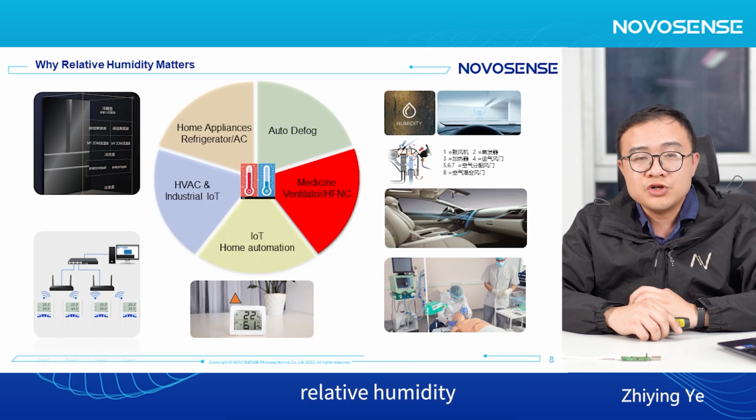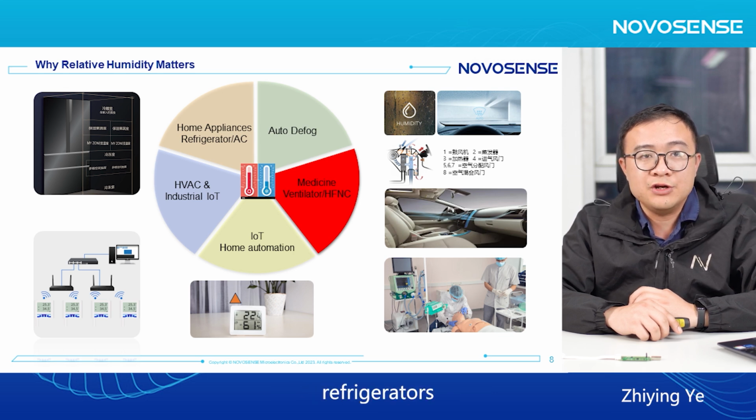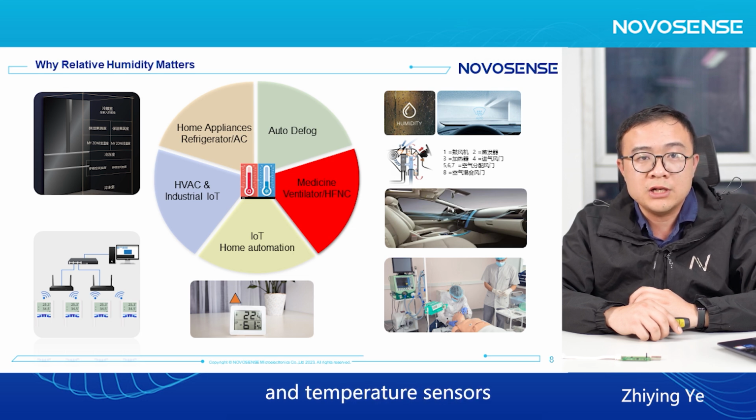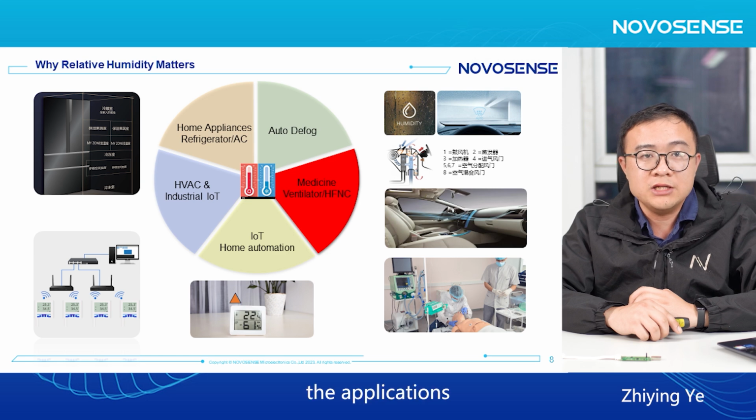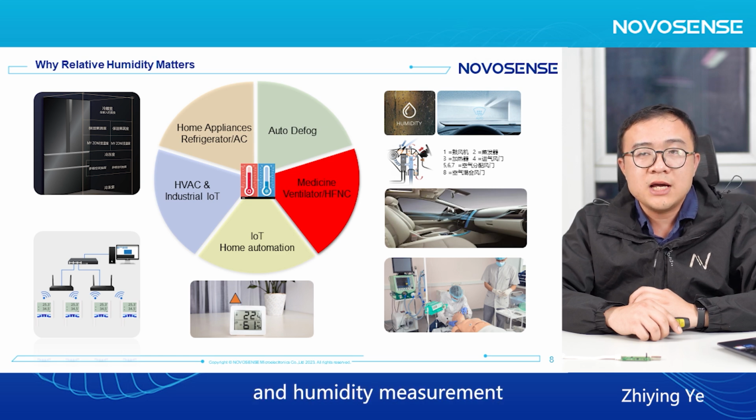In life, relative humidity and temperature sensors have a wide range of applications. For example, refrigerators, washing machines, and air conditioners are equipped with relative humidity and temperature sensors. In industry, the applications include temperature and humidity measurement and monitoring in industrial sites.